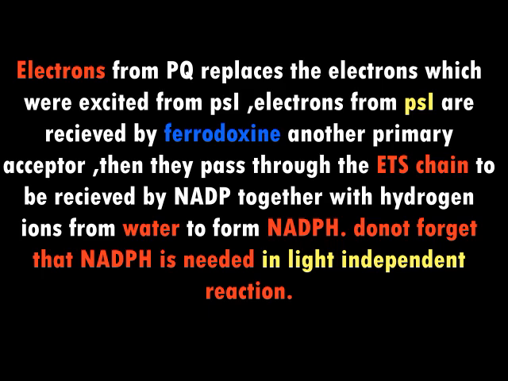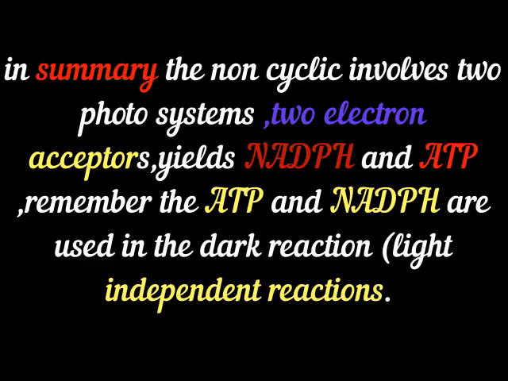Now, in the summary, guys, don't forget this. If you are going to deceive yourself that you have grasped the content, one, we have to understand that in the non-cyclic photophosphorylation, there are two photosystems. That is photosystem 1 and photosystem 2. Don't forget that the photosystem 1 at 700 nanometers, photosystem 2 at 680 nanometers. Now, 2, we are seeing that we have two primary electron acceptors. We have plastoquinone and ferredoxine. Don't forget that. What are we yielding? We are yielding ATP and NADPH.